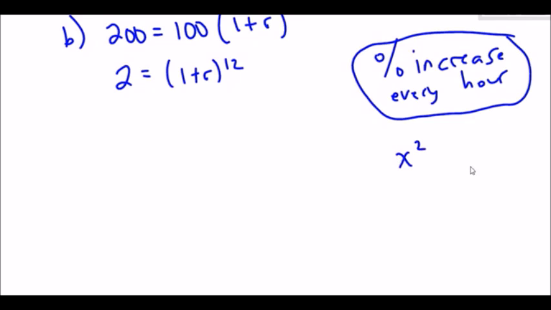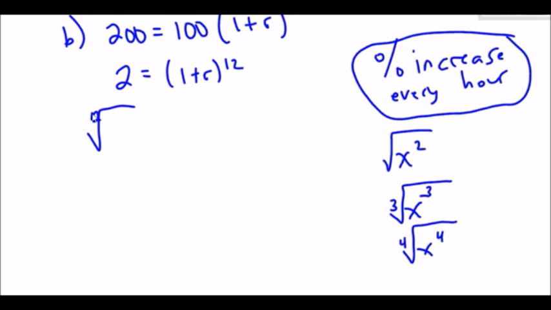If I have x squared, the opposite is square root. If I have x cubed, the opposite is cube root. If I have x to the fourth, the opposite is fourth root, and so on. So to get rid of exponent 12, I need to take the 12th root. So this is the 12th root.